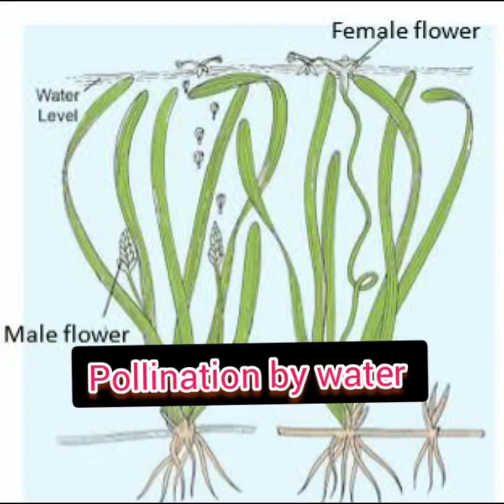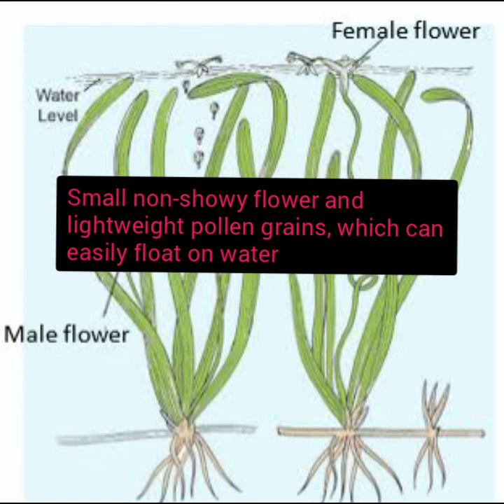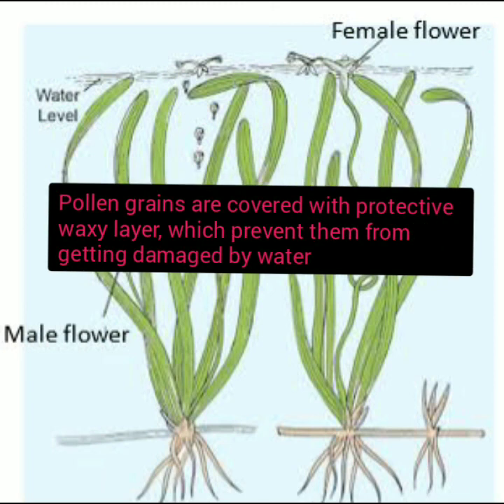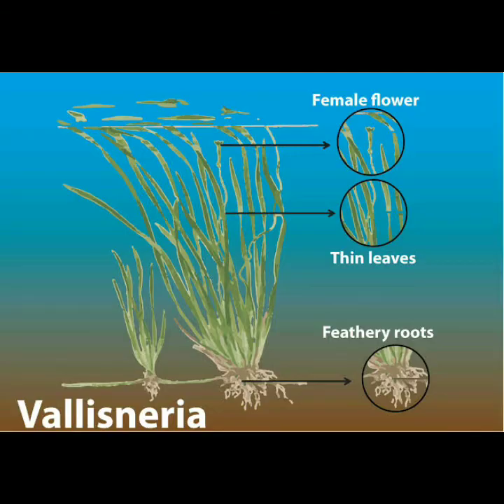Next is pollination by water. So aquatic plants use water as means of pollination. These plants have small, non-showy flowers and lightweight pollen grains, which can easily float on water. The pollen grains are also covered with a protective waxy layer. Why? Because it prevents them from getting damaged by water. So here the example is Vallisneria, which is pollinated by water.